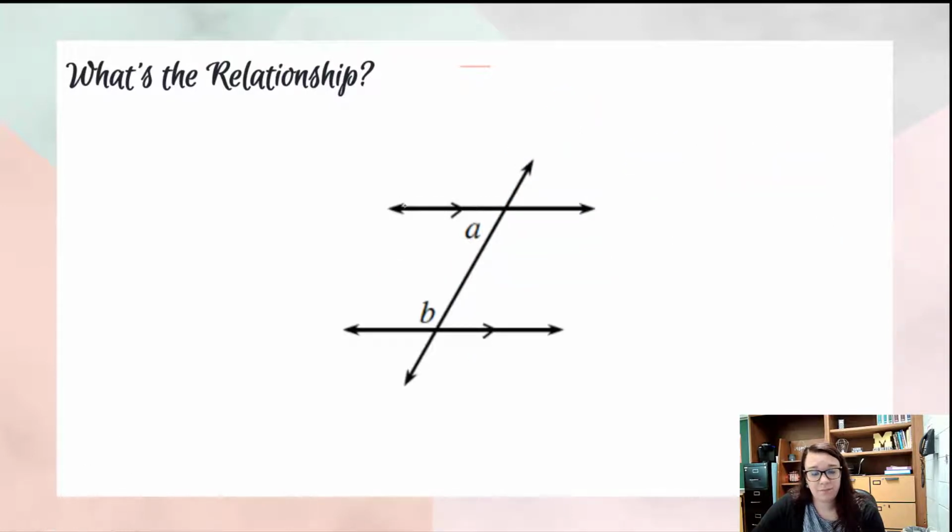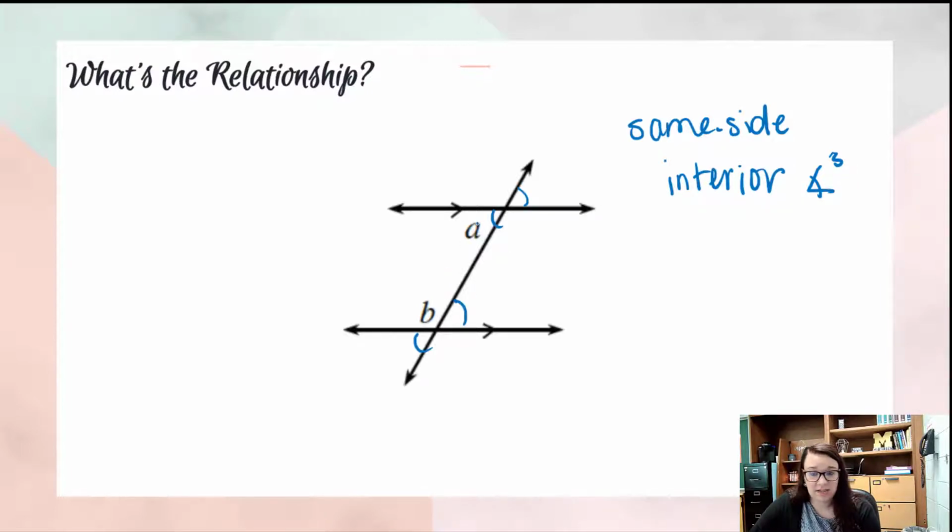Our next set, notice A and B now are on the same side. So they are on the interior of the road, so to speak. But they're on the same side, so we call them same side interior angles. Let's see what the relationship is here. If I marked up my diagram again, I notice A and B are not congruent. Instead, they make an angle pair that adds up to 180. So angle A and angle B are supplementary.